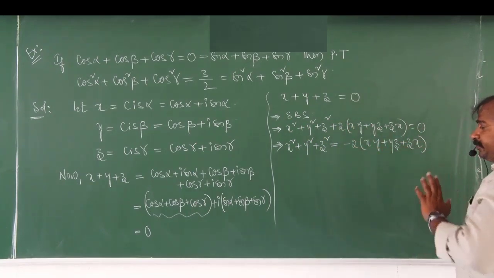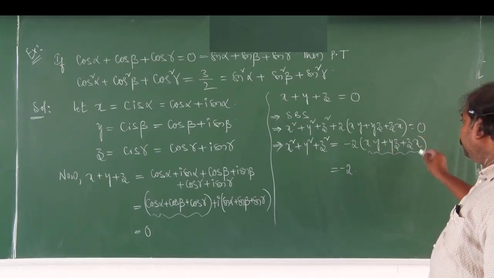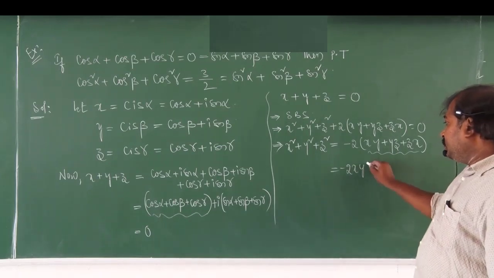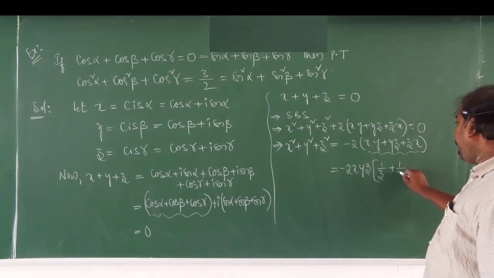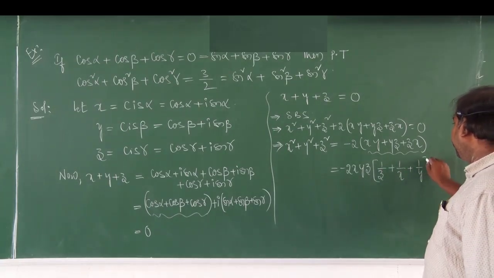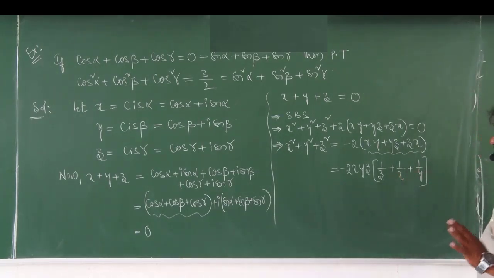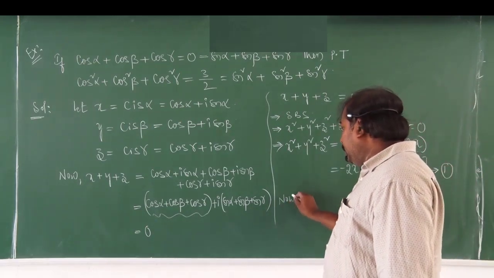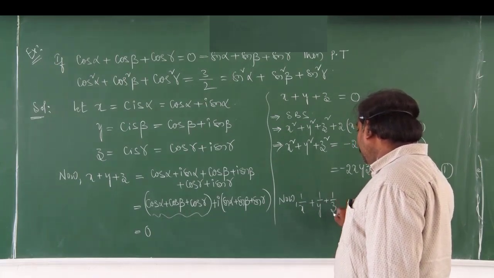Bring this whole value to this side. Then here I can get minus 2 into, if I take common x, y, z from all these terms, then what is the value here? It is 1 by z plus 1 by x plus 1 by y. Now what about this value? 1 by x plus 1 by y plus 1 by z. Now let it be equation number 1. Now I can calculate the value 1 by x plus 1 by y plus 1 by z.